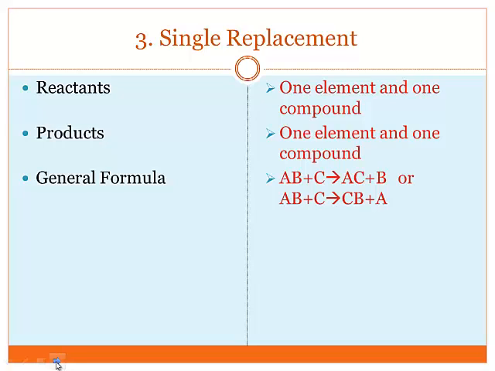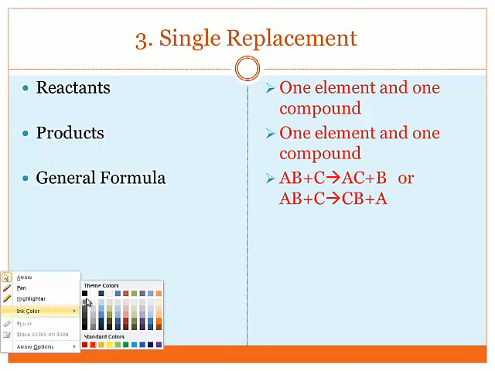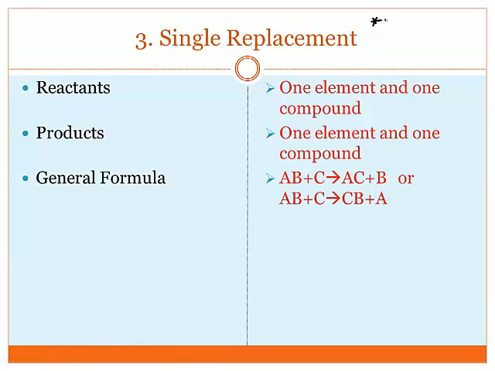The second general equation, we have AB plus C gives us CB plus A, where C, in this case, has to be a metal. Metals will replace metals. If you're trying to figure out whether or not a single replacement reaction will actually occur, we have to look at what's called the activity series. And the activity series is found on the front of your periodic table in the bottom right. And what we see is that elements that are at the top will replace any element below.